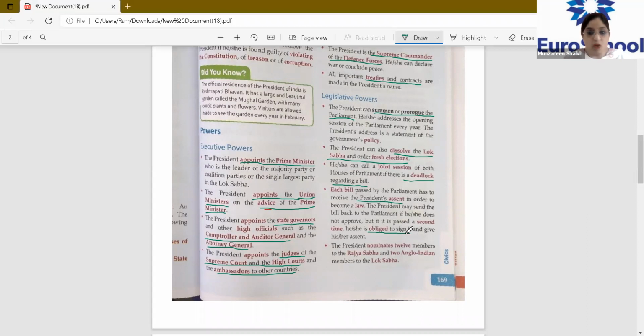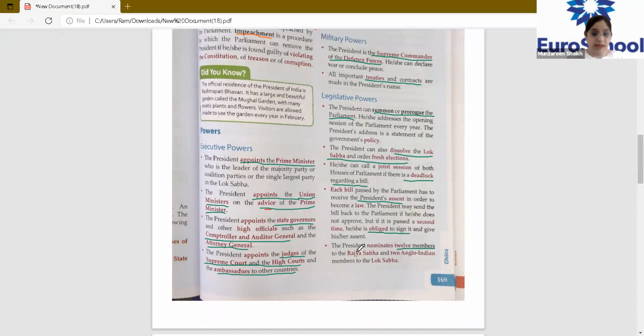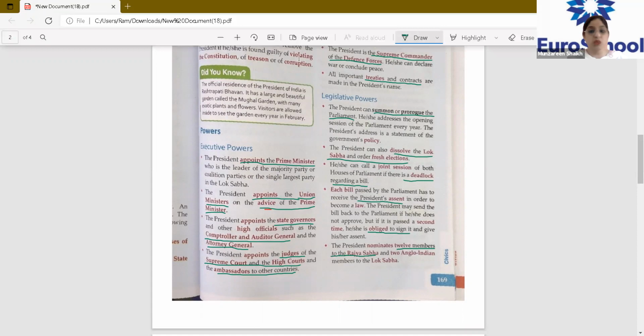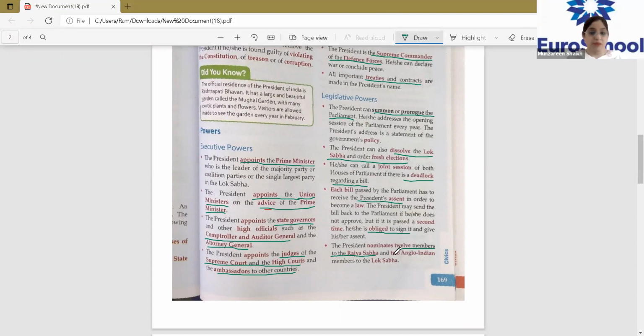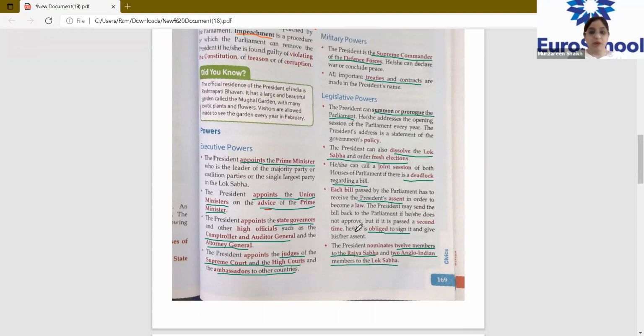The president nominates 12. This is very, very important because there's one more question you will see in the chapter ahead based upon this. The president nominates dash members to the Rajya Sabha. How many members? 12 members. And dash Anglo-Indian members to the Lok Sabha. 2 Anglo-Indian members. Okay, do remember this. Please underline this. It's very important.